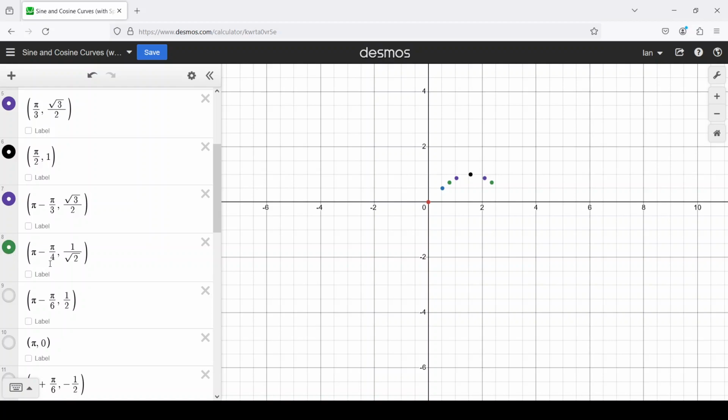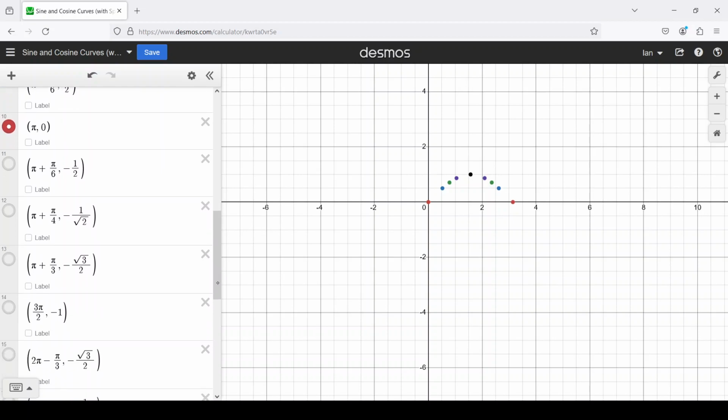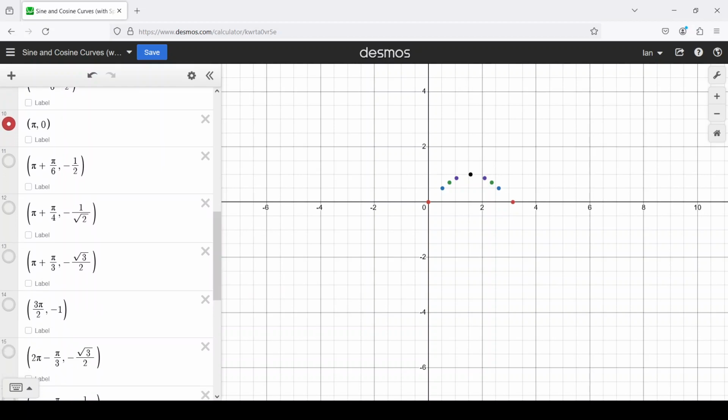Now I've got pi minus pi over 4, that's 1 over root 2. Pi minus pi over 6, that's 1/2. And we can see this symmetry lining up. I've got sine of pi is 0. There it is. I'll come around into the third quadrant now. Pi plus the reference angle pi over 6. That's going to be 7 pi over 6. When we evaluate that, we get a half, but it's negative because we're now down below the x-axis in quadrant 3.